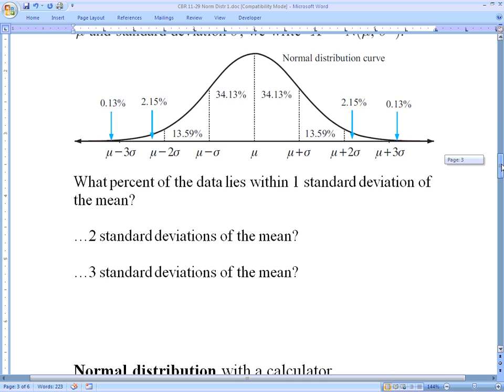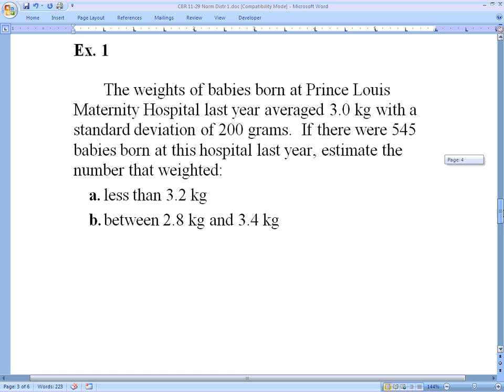And I'm going to sort of jump around with my terms and notation, and let's take a look at a problem dealing with that. So the weights of babies born at Prince Louis Maternity Hospital last year averaged 3 kilograms with a standard deviation of 200 grams. So we can highlight that information here because that's going to be important, our mean and our standard deviation. If there were 545 babies born at this hospital last year, estimate the number that weighed, part A, less than 3.2 kilograms, and part B, between 2.8 and 3.4 kilograms.